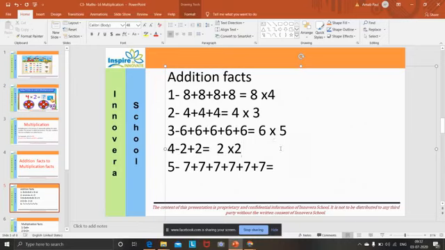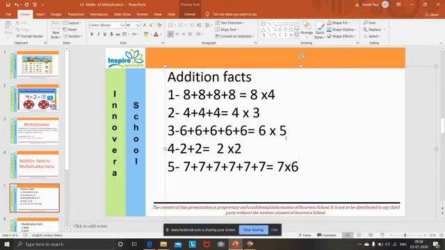Now the fifth one, 7 plus 7 plus 7. How many times is 7 there? 1, 2, 3, 4, 5, 6. 6 times. So what will be the multiplication fact? That is 7 multiplied by 6.